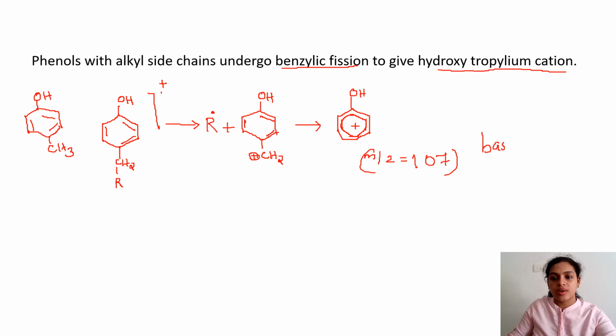This is the most important peak. So therefore this is the base peak when it comes to phenols with alkyl side chains. And you'll be wondering how this rearrangement took place. Let me explain.